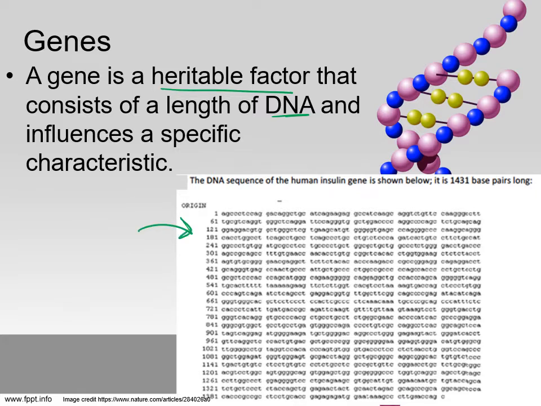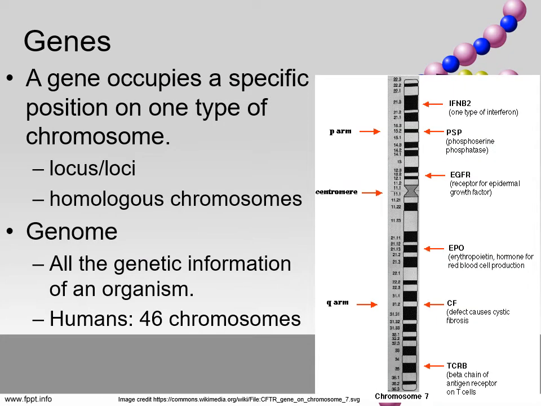This is the gene sequence for human insulin. Just the A's, C's, T's, and G's that make insulin. It's kind of cool that we know that, right? Genes occupy specific positions on one type of chromosome. That position, that location, is called the locus. Loci is plural. Those locations are the same on homologous chromosomes.